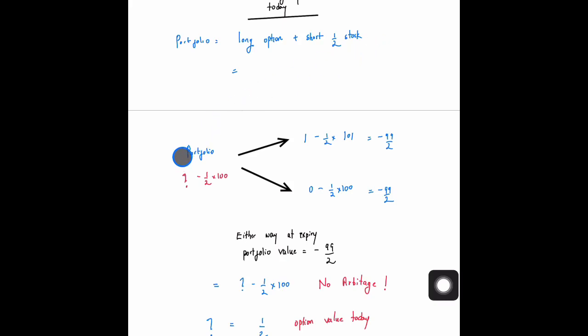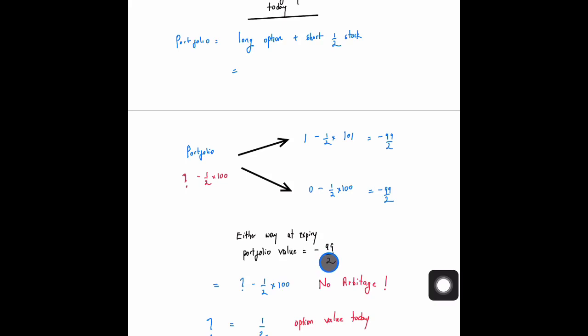So the value of the portfolio today is basically the value of the option today minus 1/2 times the value of the stock. Tomorrow, the value of the portfolio is the value of the option at expiry, which is 1, minus 1/2 times the value of the stock at expiry, which is 101 if it goes upstairs, that is minus 99 by 2. Or if the stock price goes downstairs, the value of the option is 0, and this shorted asset has a value 1/2 times 100, that is again minus 99 by 2. So either way, whether the stock value is going up or down, the value of this portfolio is minus 99 by 2.